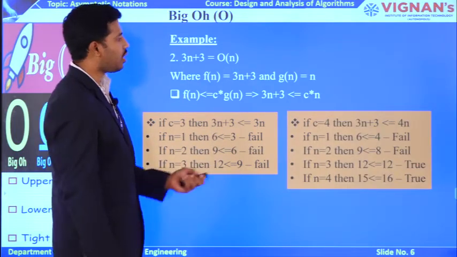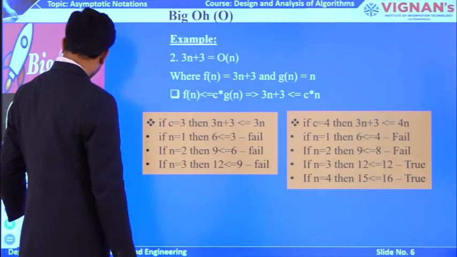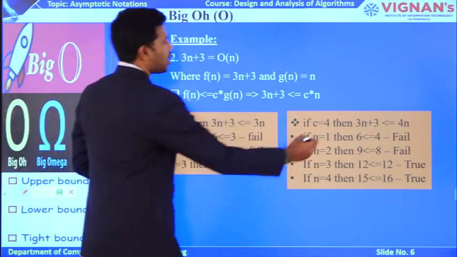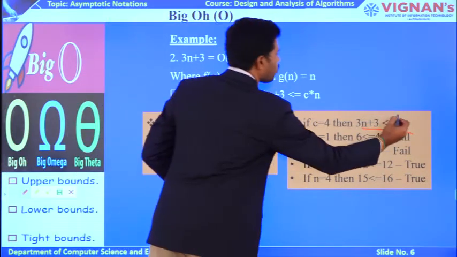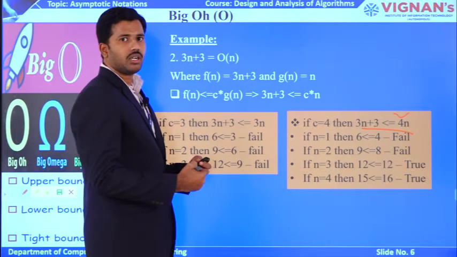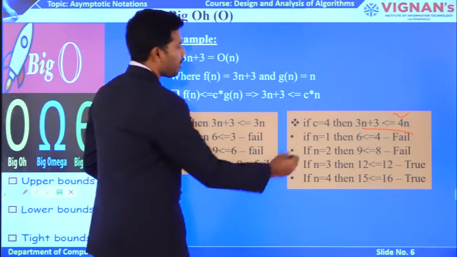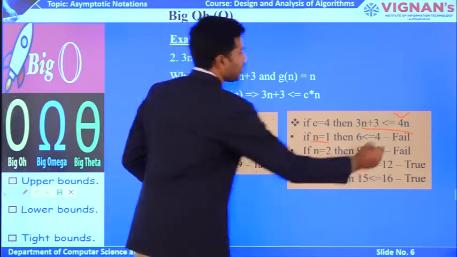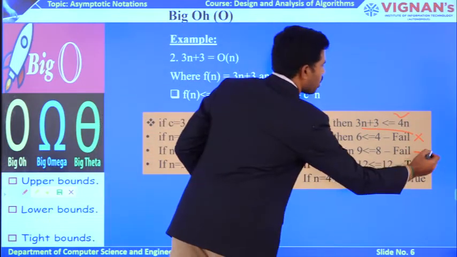So, if you take c value as 4, my equation becomes 3n plus 3 less than or equal to 4n. Why? Because c value is 4 now. Now, I am going to start tracing this relation to get the n value to prove this relation. If n equals 1, my relation is not satisfying. For n equal to 2 also, my relation is not satisfying.